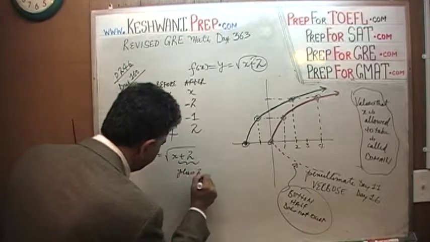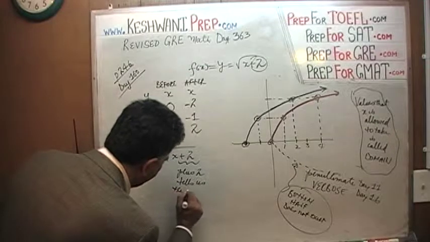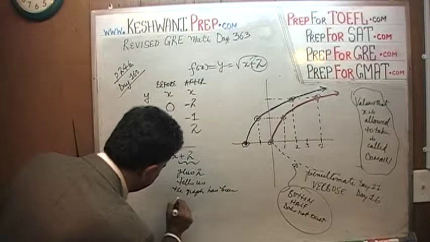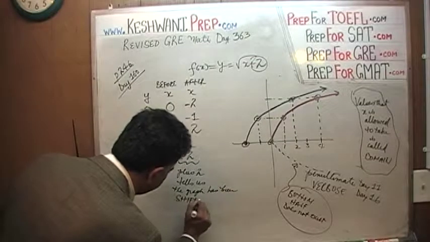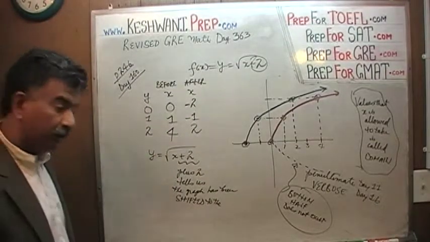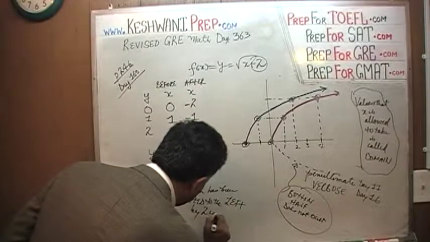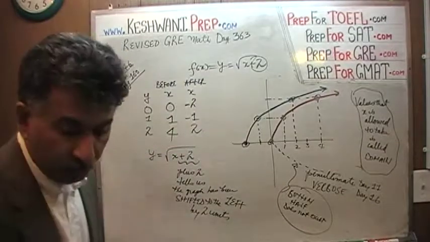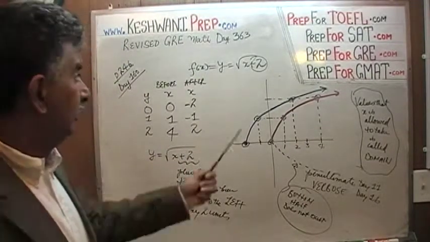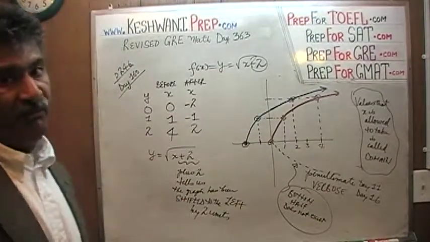This plus 2 tells us the graph has been shifted to the what? Not to the right, but to the left by 2 units. As I always remind you, the shift along the x-axis is counterintuitive. Your intuition might tell you that since this is plus 2, it should be shifted to the right. No, as you can clearly see, it's been shifted to the left.